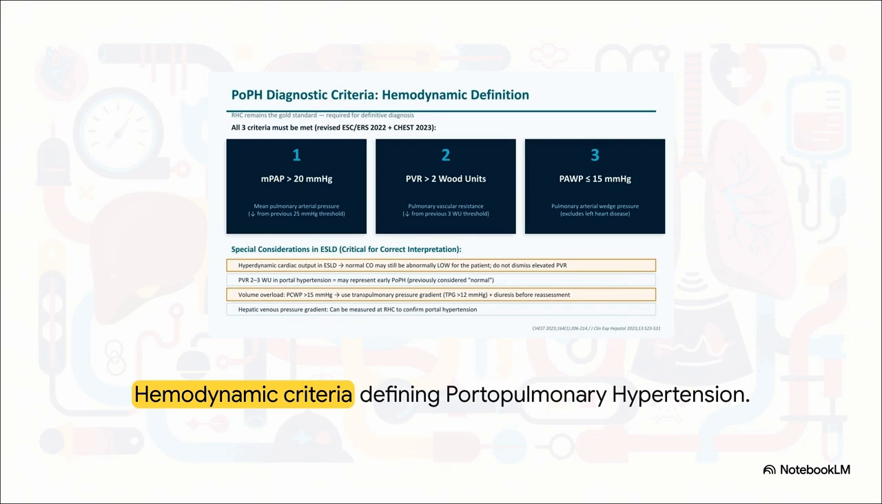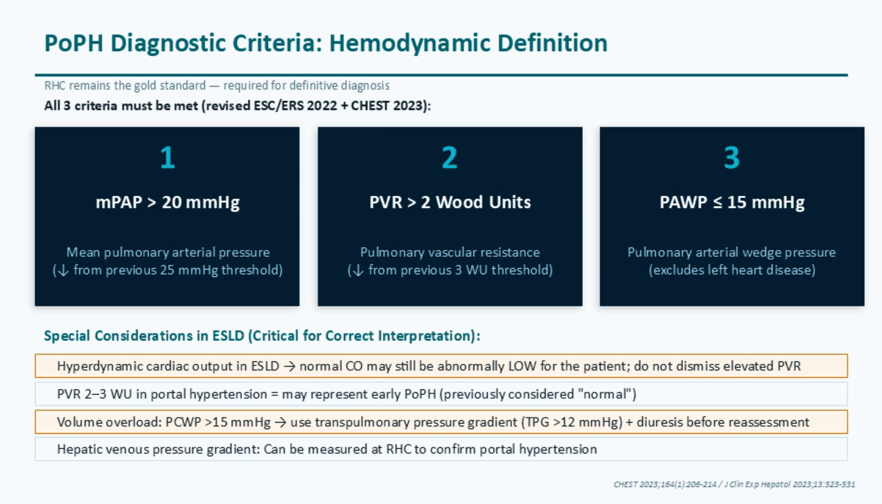And understanding that remodeling brings us to a monumental shift in our diagnostic criteria. We all rely on right heart catheterization as the absolute gold standard, but the goalposts have moved, and you really need to be aware of this for your clinical practice. Based on the harmonized consensus from the 6th World Symposium, the 2022 ESC/ERS guidelines, and now fully formally adopted by the 2026 ILTS guidelines, the hemodynamic thresholds have been lowered.